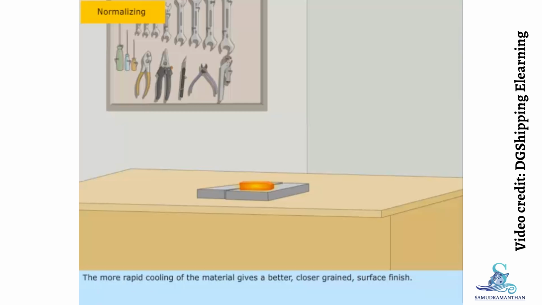The more rapid cooling of the material gives a better, closer-grained surface finish. Normalizing differs from full annealing. The difference is that the rate of cooling in normalizing is more rapid, and there is no extended soaking period.